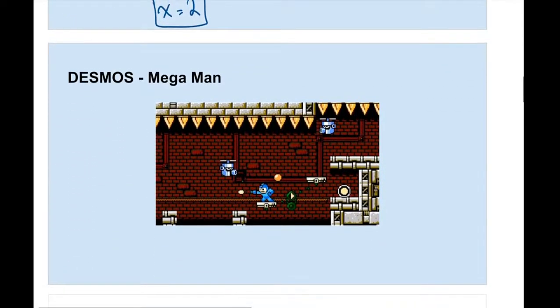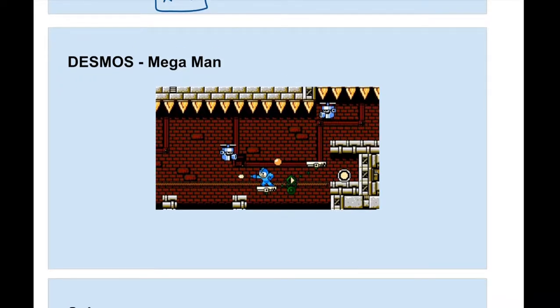Now, there is a Desmos investigation that you can go through to try to look at solving equations with variables on both sides. The link will be in D2L, or you can Google Desmos Megaman multi-step equations, and you should be able to find the activity.